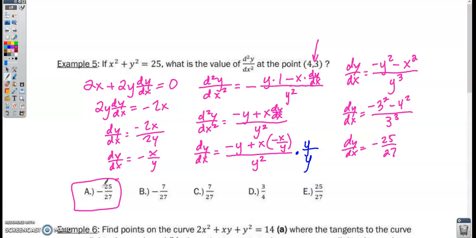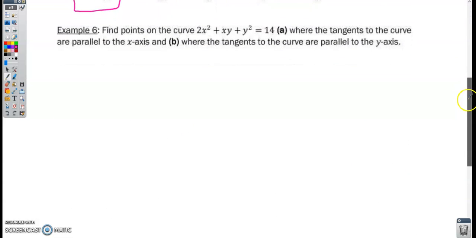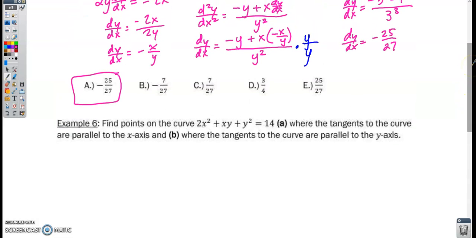All right. Example 6 does not require a higher order derivative, but it is a great implicit differentiation application where we can talk about a bunch of fairly important concepts from earlier in this chapter. We're supposed to find points on the curve 2x squared plus xy plus y squared equals 14. And in part A, we're supposed to find where the tangents to the curve are parallel to the x-axis. And in part B, we're supposed to find where the tangents to the curve are parallel to the y-axis.